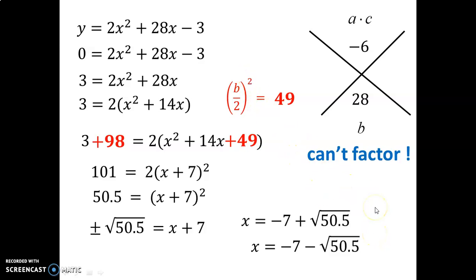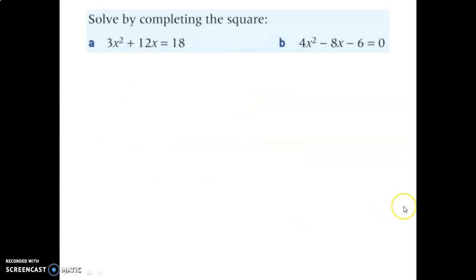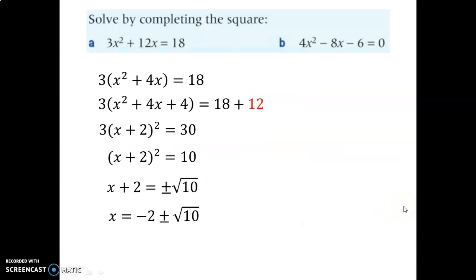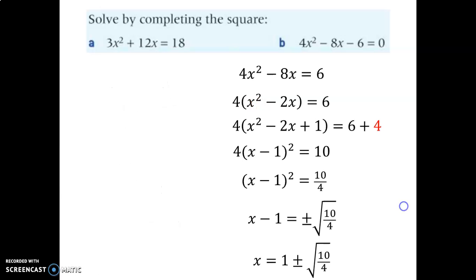And finally, try these two using the same process. Try A, check your work for that one. And try B, check your work for that one.